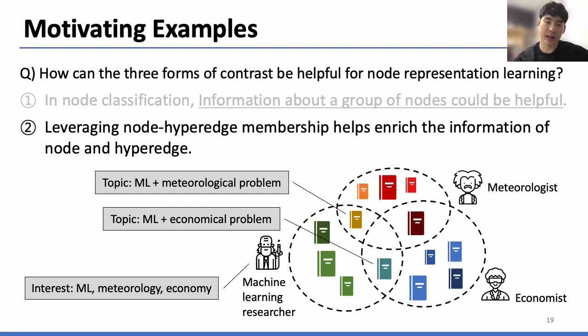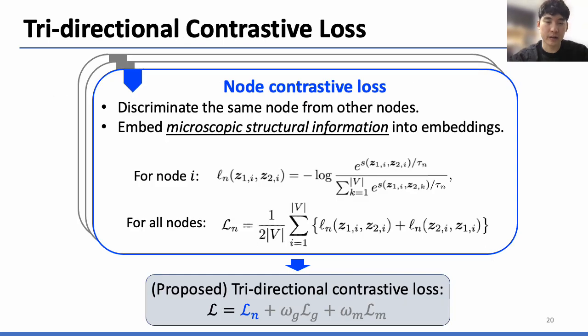In order to utilize such benefits explicitly, we propose the Tri-directional Contrastive Loss. In detail, node contrastive loss aims to discriminate the same node from other nodes and embed microscopic structural information into embeddings. This is the loss function of node contrastive loss.